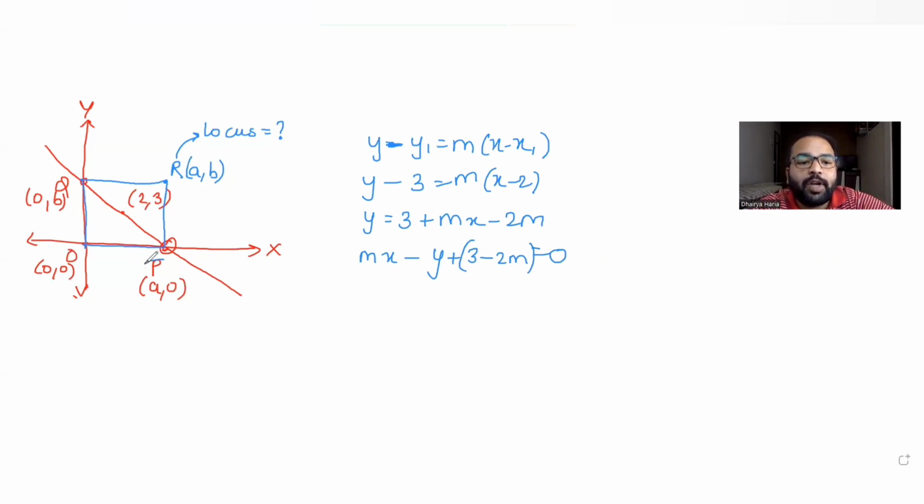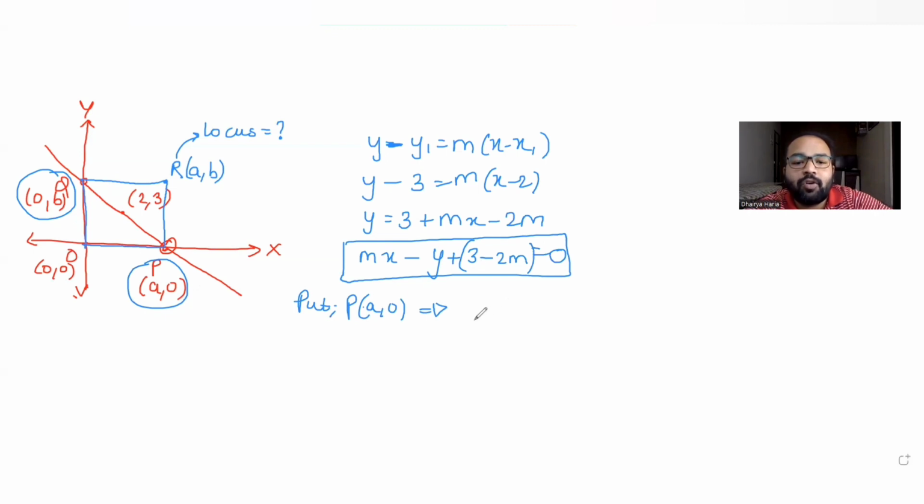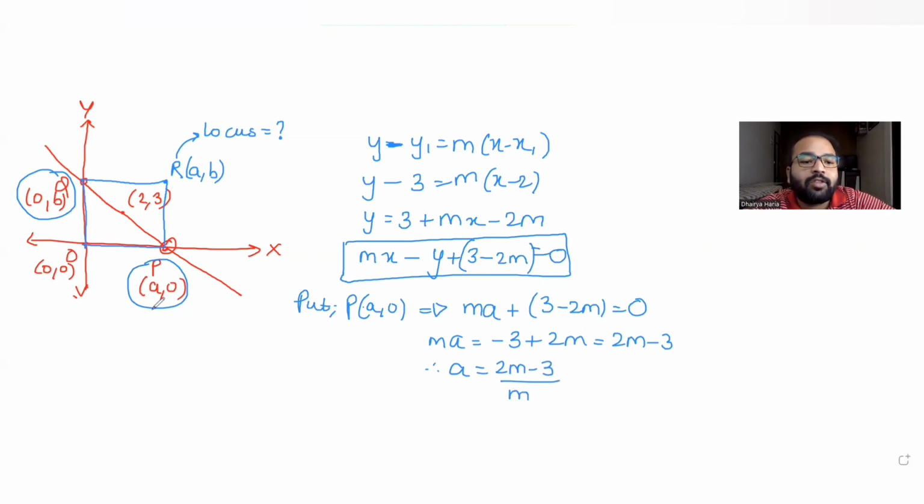Now if you see, both of these points P as well as Q lie on the axis, but they also lie on this line, right? So both of these points should also satisfy this equation of the line which we have got. So if I put points of P first, so putting P a comma 0, so x is a and y is 0. So what I get here is ma plus 3 minus 2m is equal to 0 because y becomes 0. So that gives me m into a is minus 3 plus 2m, or I can write it as 2m minus 3. So I get a here, that is 2m minus 3 upon m. So I get this coordinate P in terms of m now, that is the slope, 2m minus 3 upon m comma 0.